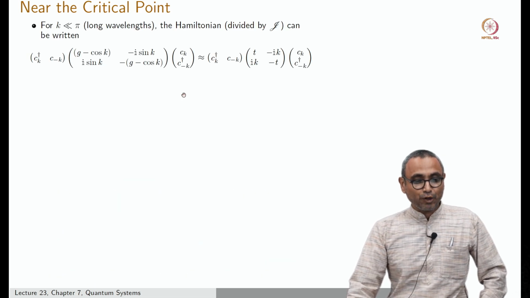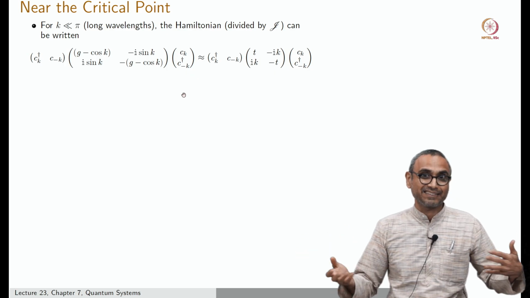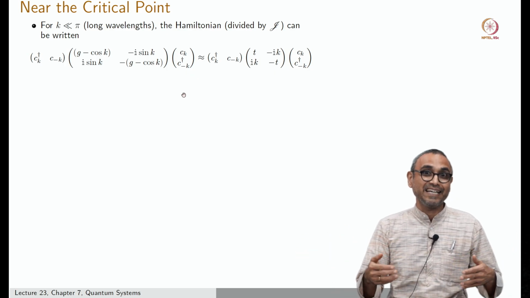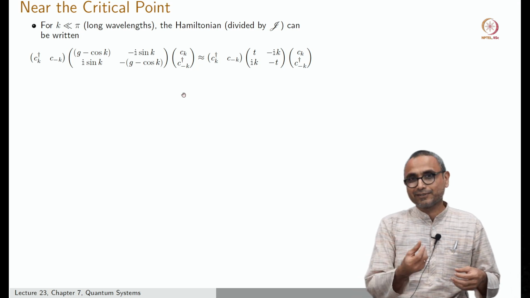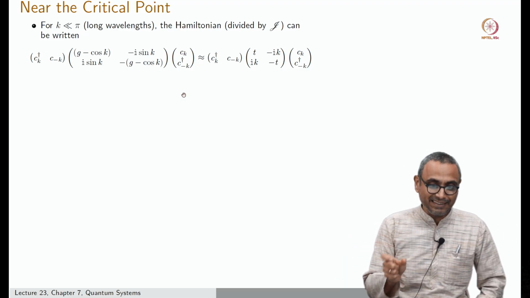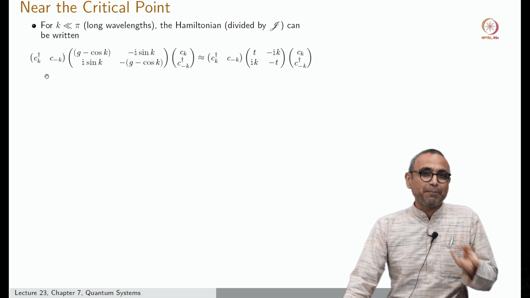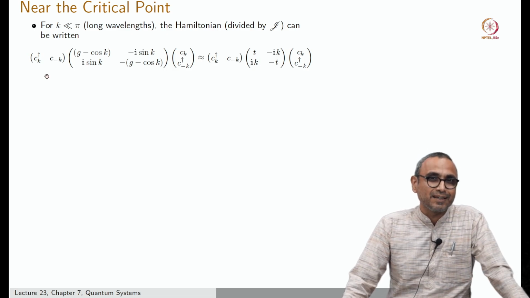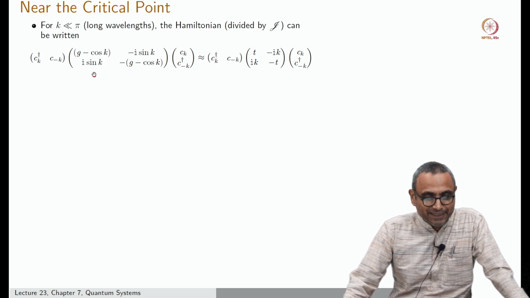So this corresponds to long wavelengths of excitations. Remember, k is like inverse wavelength, and if k is going to 0, it means the wavelengths are going large compared to the lattice spacing. And now I look at what is the effective Hamiltonian of such small momentum particles. So now it's just a matter of doing some algebra.